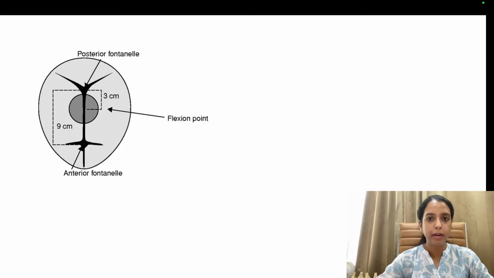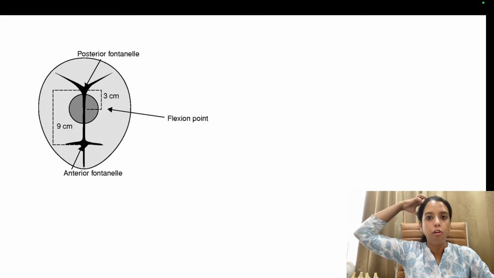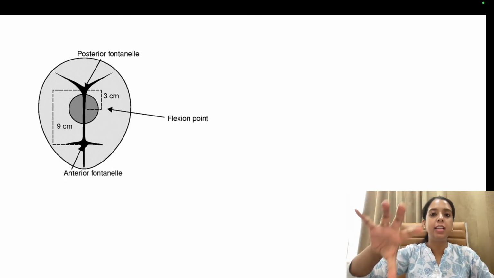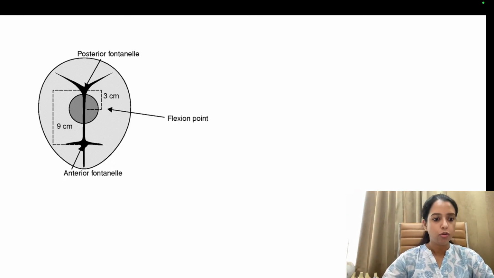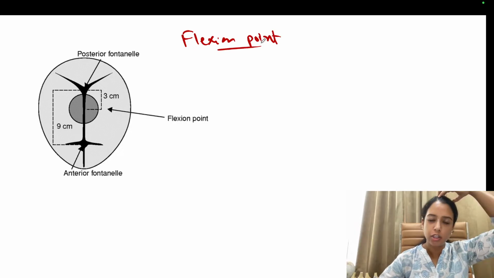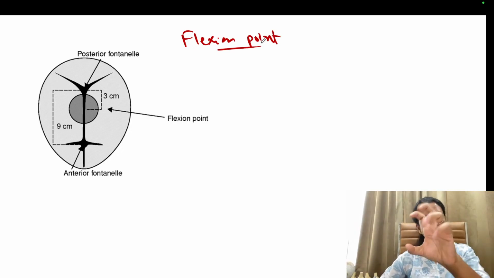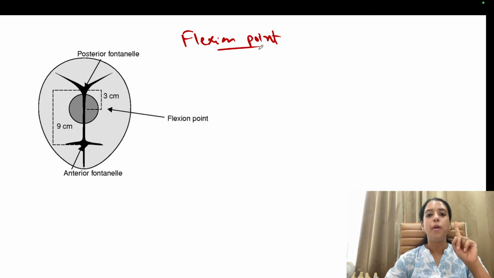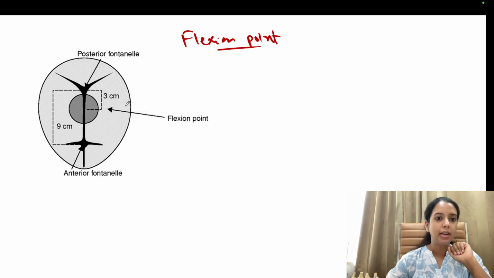You can't just apply it anywhere on the scalp, no. You have to apply it on a particular area which we call the flexion point. So you apply it onto the flexion point so that flexion can be achieved. You are also pulling and also the head is flexed. Where does the flexion point lie? The center of the vacuum cup should be 3 cm ahead of the posterior fontanelle.